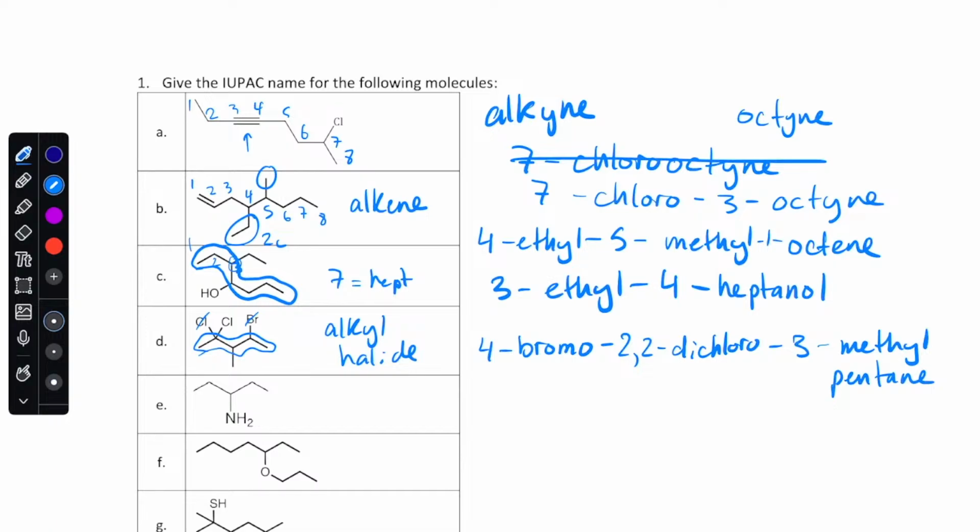This will work for most commonly encountered compounds. I'll say that. Yeah.